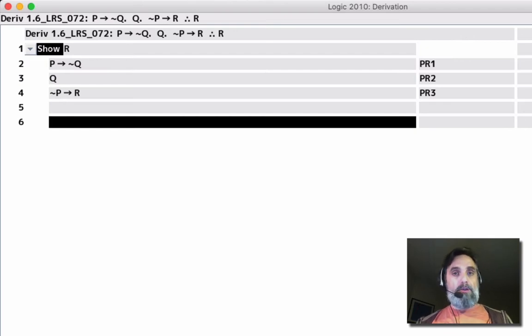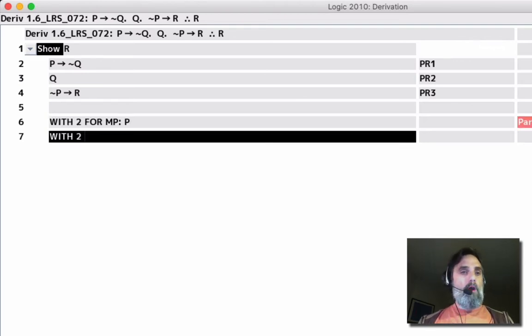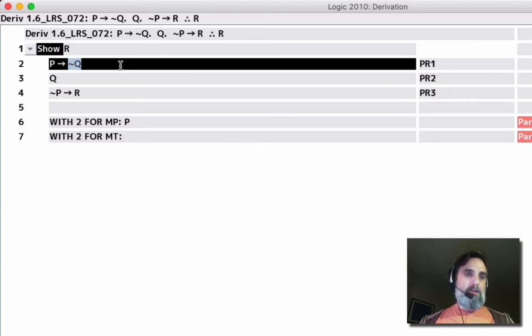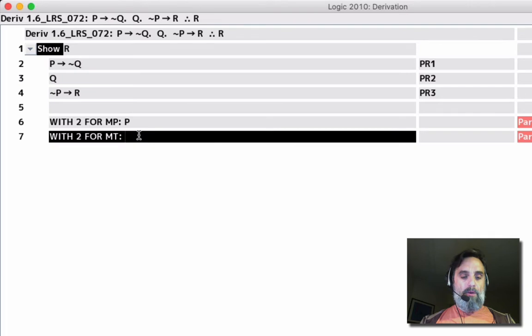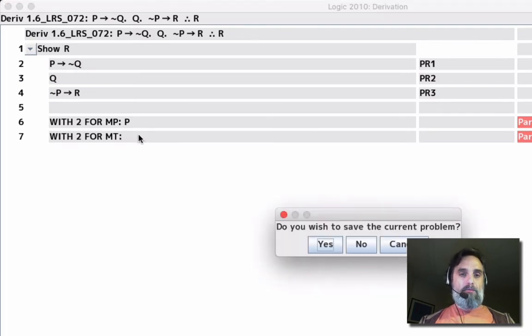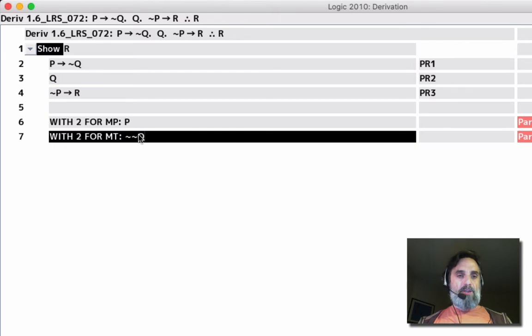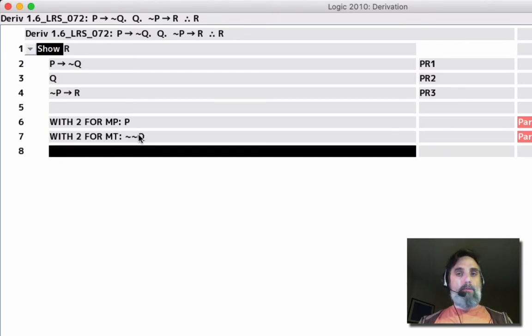So we look at line 2, and line 2 is a conditional. So with 2, for MP, what do we want? We want the antecedent. The antecedent is P, so we want P. With 2 for MT, what do we want? Well, with MT, we always want the negation of the consequent, which is to say the consequent plus a negation. Well, what is the negation of the consequent of 2? It's negation Q. So what do we want? Well, we want negation of negation Q. What about 3? Well, 3 is not a conditional, so we're not going to do MP or MT with it. It's not going to be the conditional in our modus ponens or modus tollens.